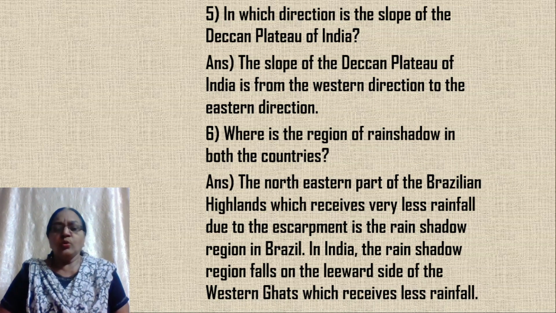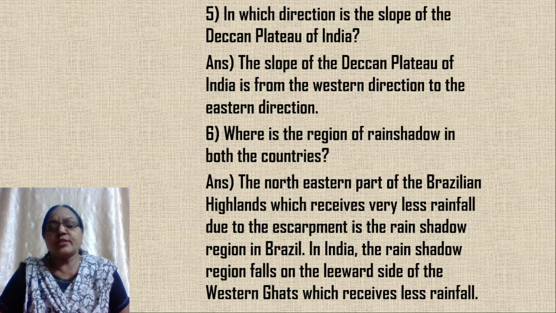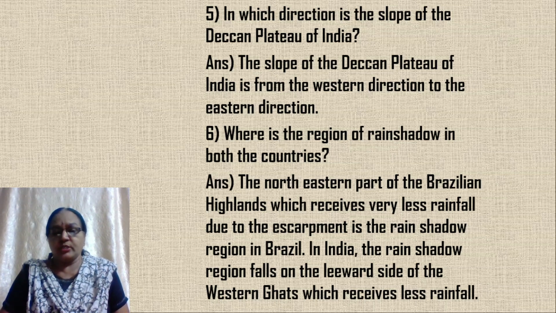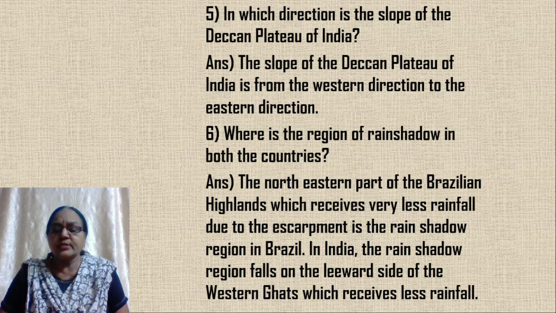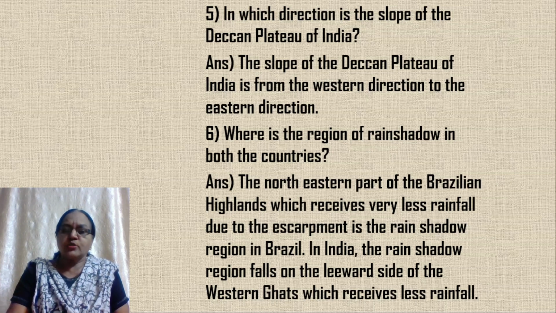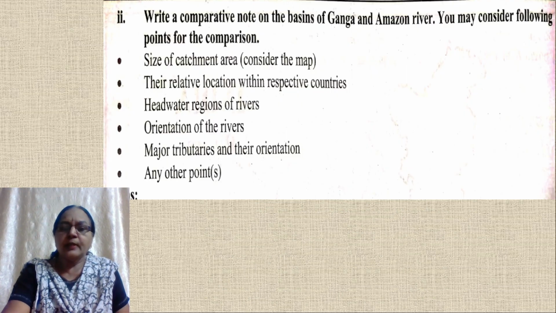So where is the region of rain shadow in both the countries? The northeastern part of the Brazilian highlands receives very low rainfall because of the escarpment, and this forms the rain shadow region. And in India, of course, the rain shadow region is created on the leeward side of the Western Ghats, which receive very low rainfall. So remember that, children.